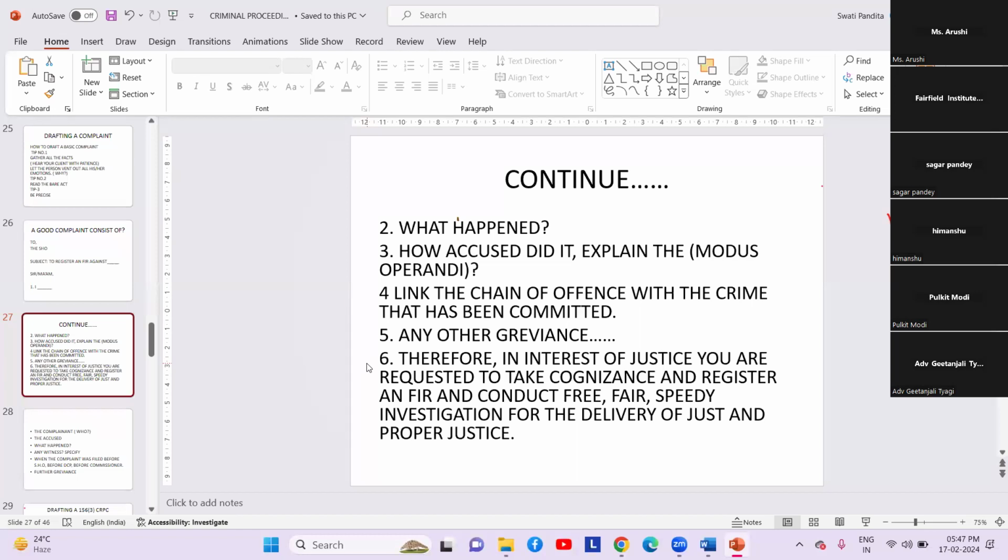After writing the incident, you will say how accused did it. How accused did it means you have to assimilate the chain, the modus operandi, how they committed it. You have to explain it. For example, I'll say it like this: the brother forged the will, fabricated the documents, and got it transferred in his or her name. His or her name, his name, daughter-in-law, his wife, and whatever. So this is how you will link that chain.